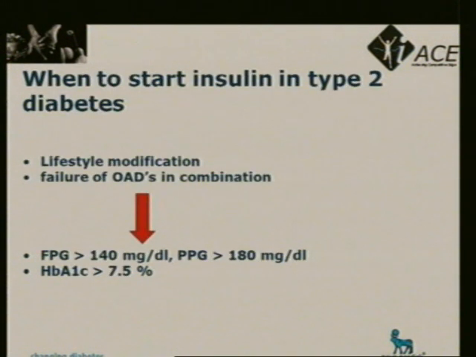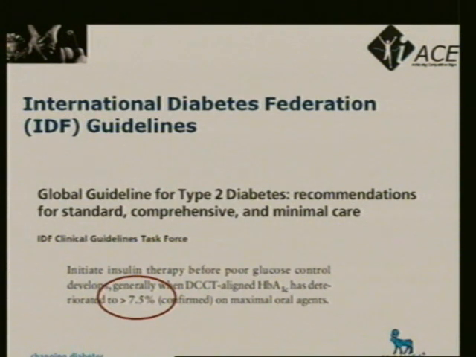So when does one start insulin in type 2 diabetes? As we have said in a previous slide, it can be started at step 2 after the failure of the first oral antidiabetic agent, and of course the patient would be on lifestyle modification. Failure of oral antidiabetic agents, whether in monotherapy or in combination, and fasting sugar levels of greater than 140 milligrams or postprandial greater than 180 milligrams or an HbA1c of greater than 7.5% would be an indication for the use of insulin.